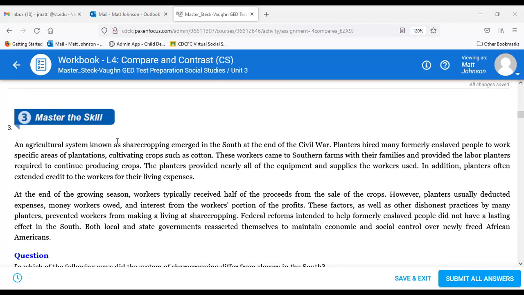Grace, would you like to read the second paragraph for us? At the end of the growing season, workers typically received half of the proceeds from the sale of the crops. However, planters usually deducted expenses, money workers owed, and interest from the workers' portion of the profits. These factors, as well as other dishonest practices by many planters, prevented workers from making a living at sharecropping. Federal reforms intended to help formerly enslaved people did not have a lasting effect in the South. Both local and state governments reasserted themselves to maintain economic and social control over newly freed African Americans.